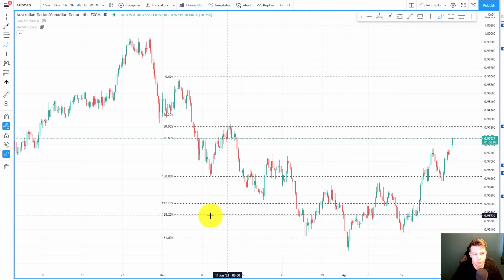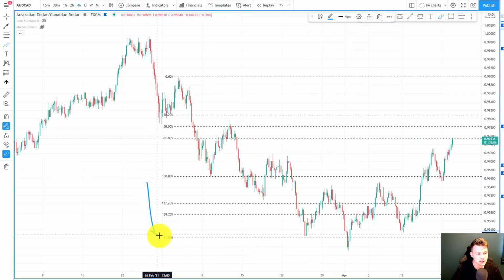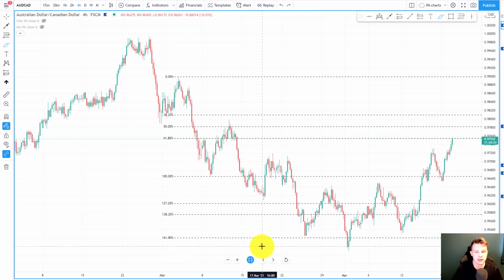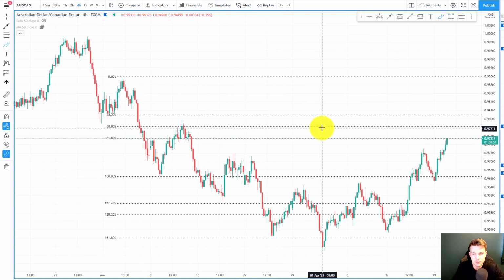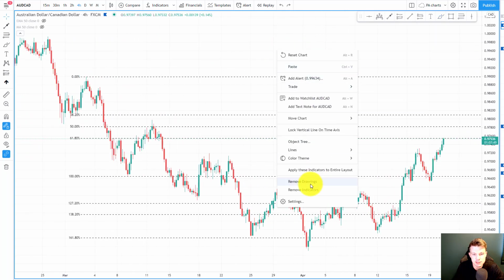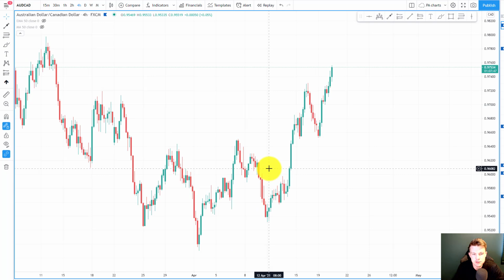Obviously, the further away the target, the longer your holding time will be and also the lower your win rate, but your reward to risk ratio will be higher. And I've explored in previous videos this relationship between win rate, holding time, and reward to risk ratio. But this is generally how you use Fibonacci. So let's take a look at the current situation.